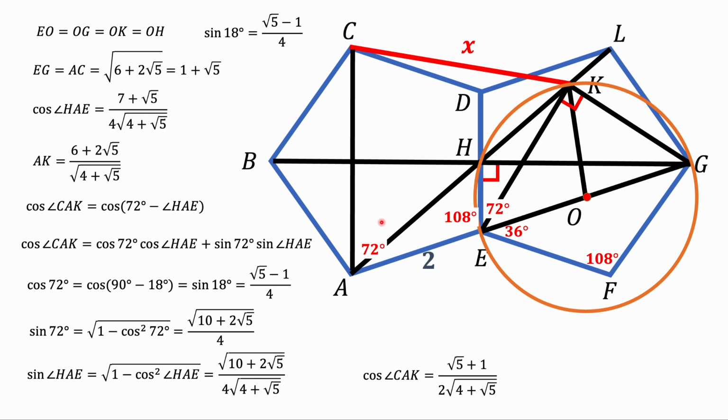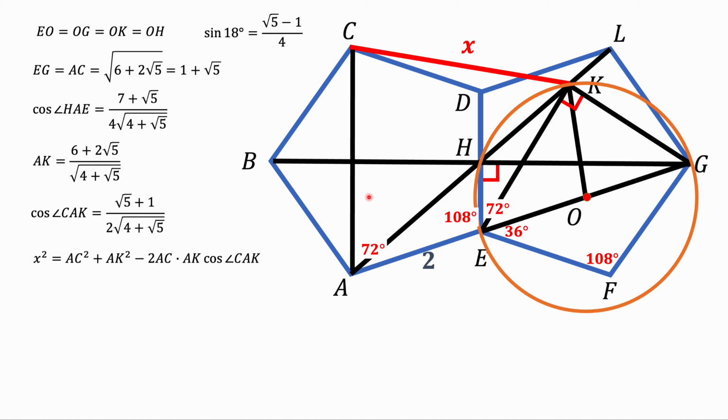We can apply the law of cosines to find CK. We know AC now, we know AK, we know the cosine of the angle between them. If we apply everything, we find X. But now notice, this value is very familiar to us. We actually have seen it before. It's the length of the diagonal of a regular pentagon.